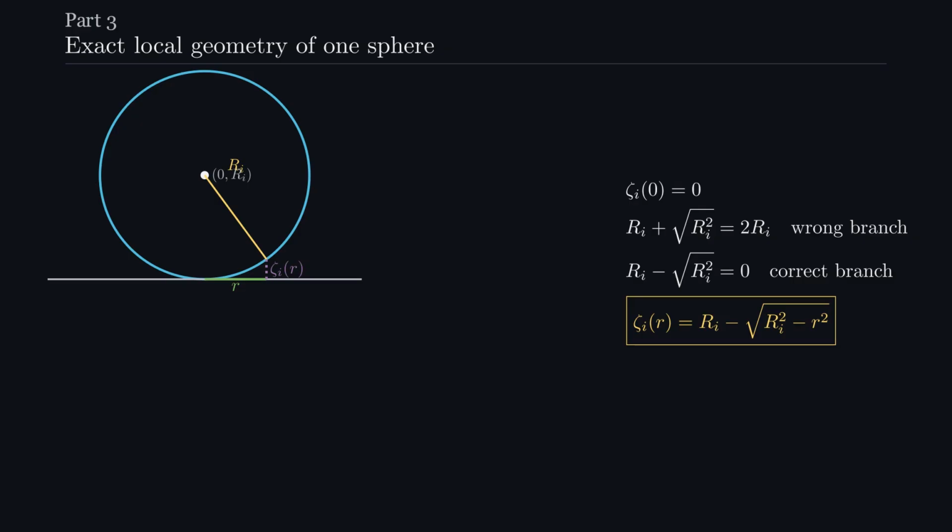The plus branch gives 2 Ri, so it is wrong. The minus branch gives 0. Therefore the exact local sag is Ri minus the square root of Ri squared minus r squared. This is geometry only, not elasticity yet.